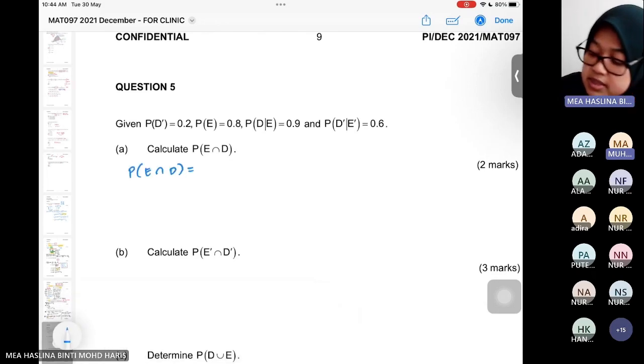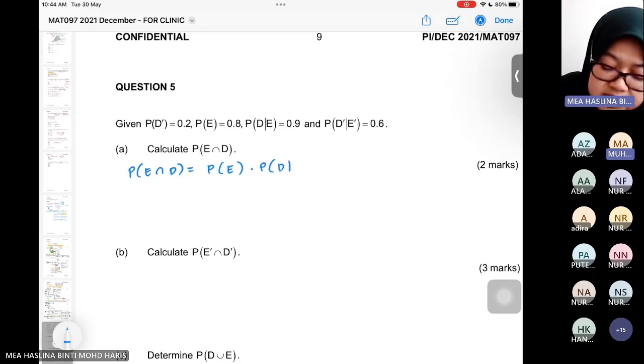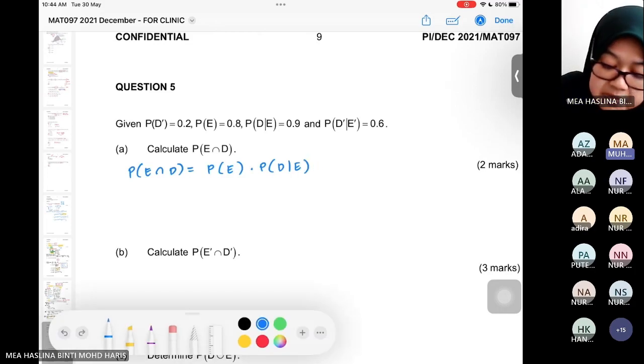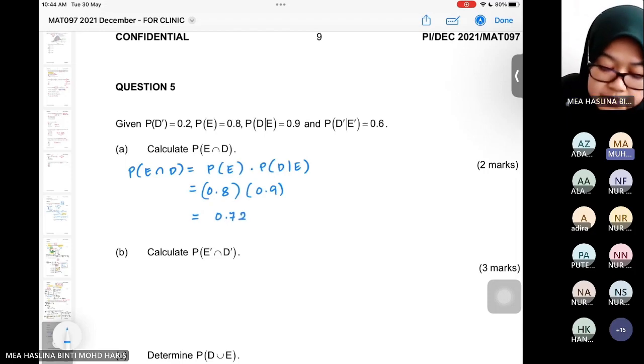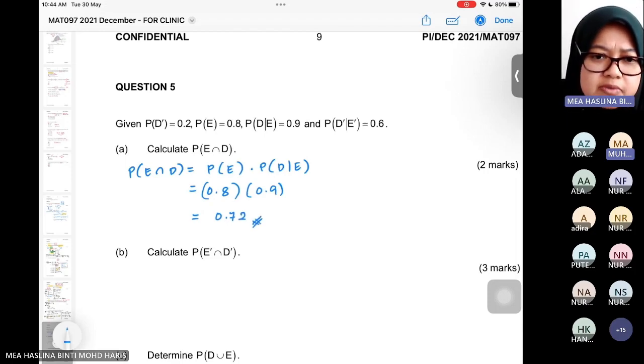This one is actually again using the formula of probability of E times probability of D given E. So probability of E is 0.8 multiplied by 0.9, so 0.72. Okay, good everyone for this? Straightforward, right?